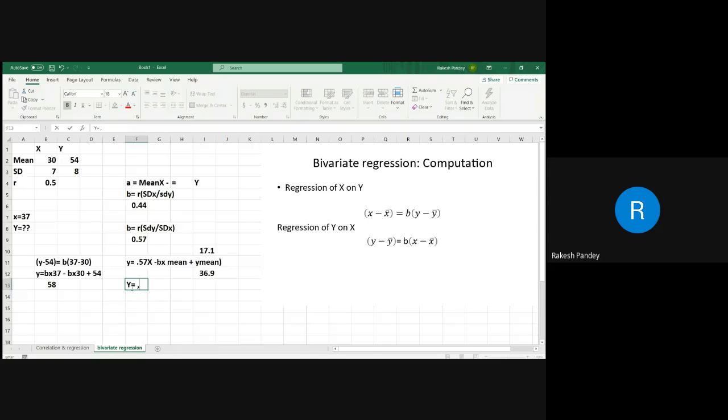So we can write the regression equation in y is equal to a plus bx form: 0.57x plus 36.9. This is the regression equation in raw score form.